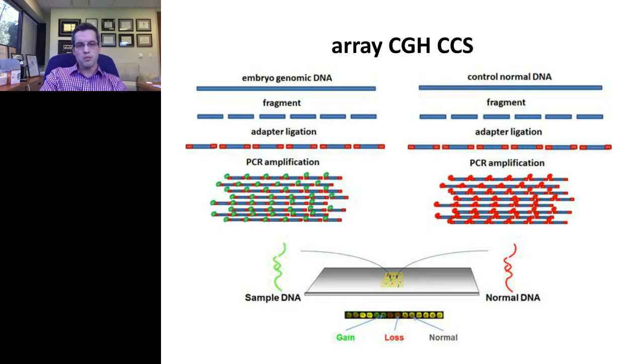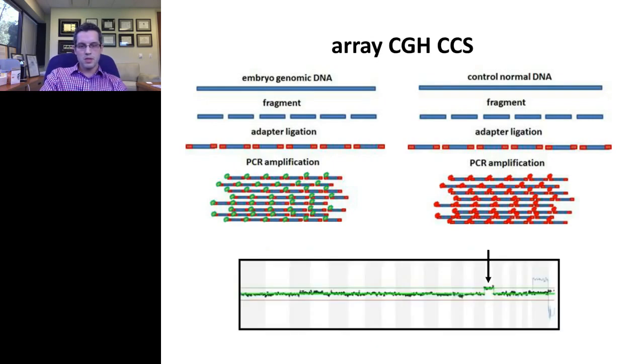particular dye will be more intense and actually look more green, for example, when there's a gain. And in contrast, if there's a loss, so your embryo has less DNA than the normal sample, it will look more red. And these signals can then be interpreted again to look at copy number across all the chromosomes. So you can see that with the arrow where there was a chromosome with a gain or a trisomy.